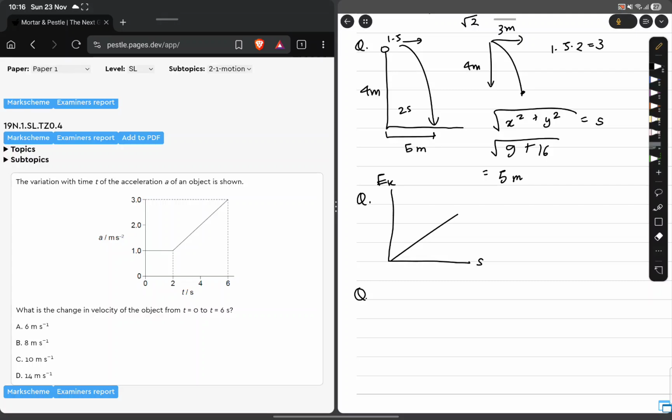Alrighty then. The variation with time t of the acceleration a of an object is shown. Okay. What is the change in velocity of the object from t0 to t6? So for this question, we're going to find the change in velocity for an acceleration versus time graph. We're going to realize that the area is the change in velocity, so we have to find the area of all the shaded region.